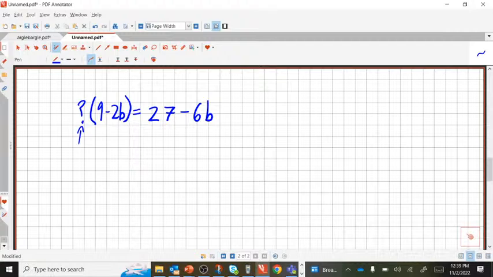So I want to know what number could go out here to turn a 9 into a 27 and a 2 into a 6. So what we're asking, Rhett, is what number could go out here to turn a 9 into a 27 and a 2 into a 6? What do you think it would be? A 3. That's it. Bingo. Got it.